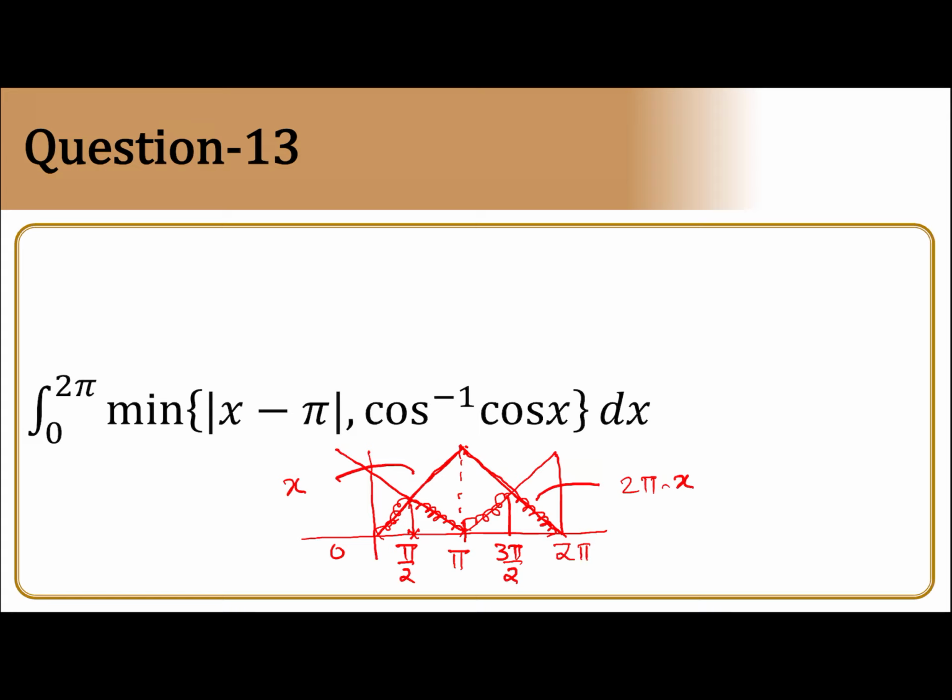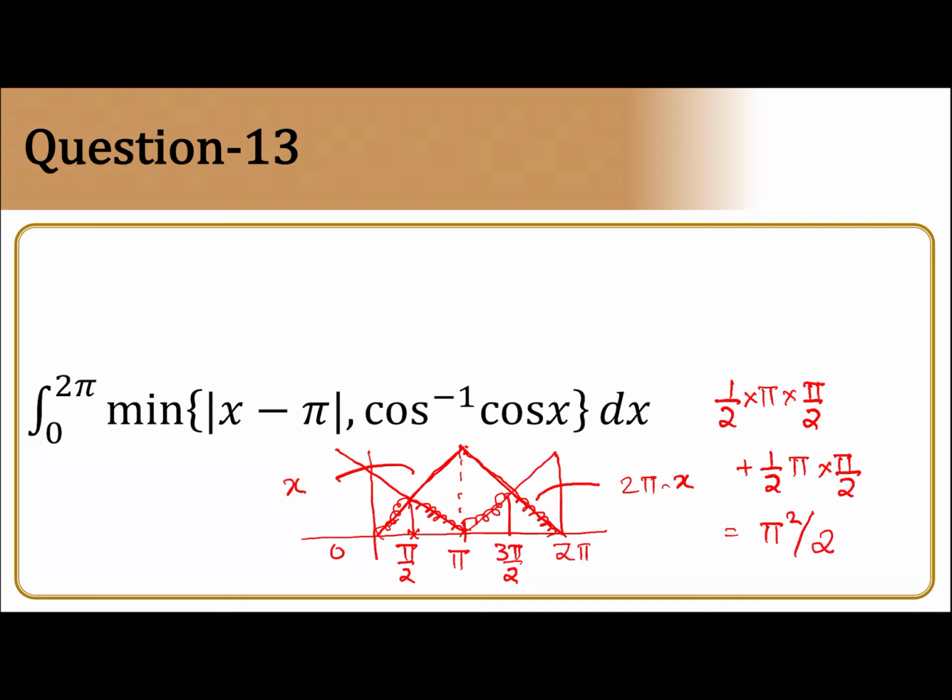So length is pi. So two triangles, area is half into width pi, height pi by 2, plus 1 by 2, again width pi, height. So if it is 3 pi by 2, which line? We are talking about x minus. So height will always be again pi by 2. So what we get here? Pi square by 4, pi square by 4 will give you the final answer, pi square by 2.